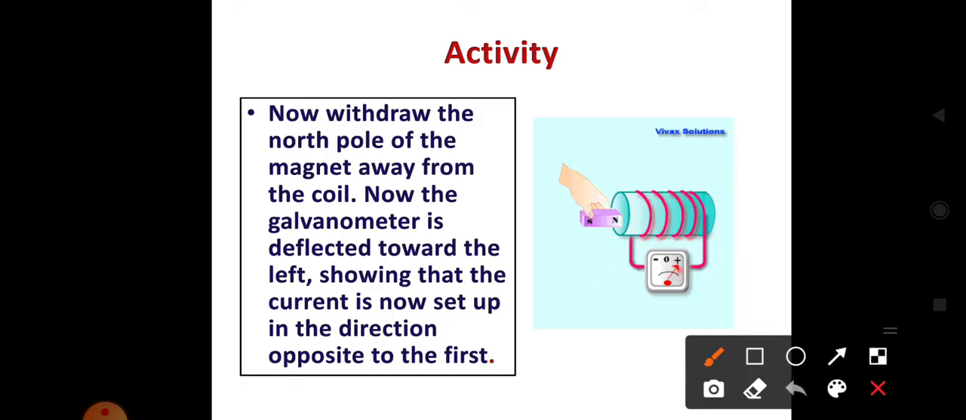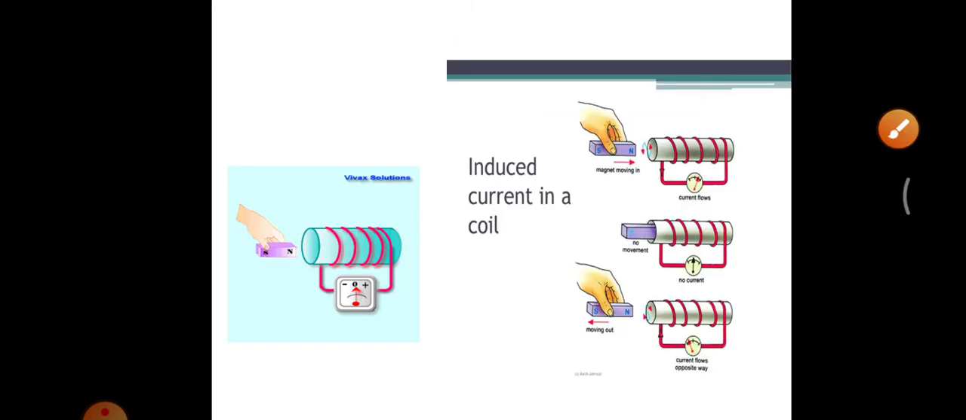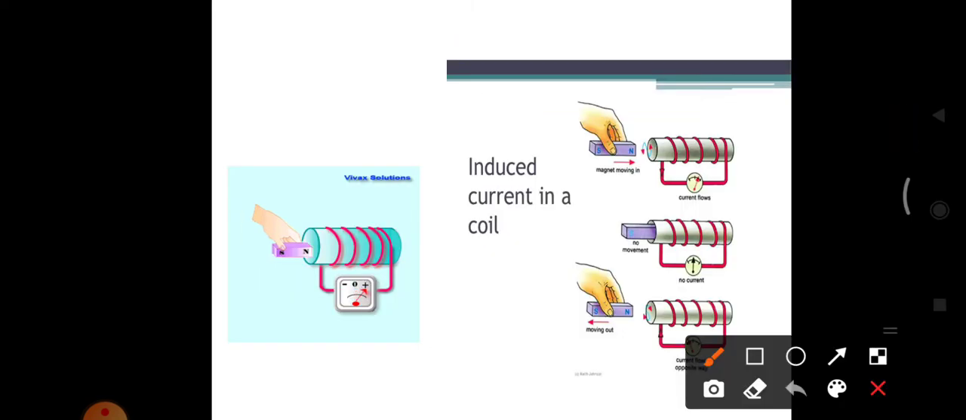See here. When the magnet is moving, the north pole of the magnet is near to B, it shows to the right. See the magnetic needle direction. When there is no motion, when I just keep the magnet in the coil, the galvanometer shows 0. That means there is no current in the coil.